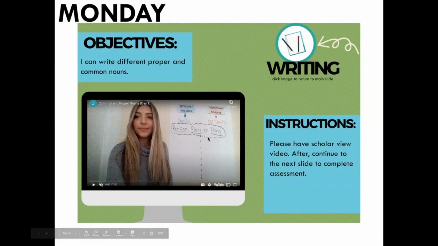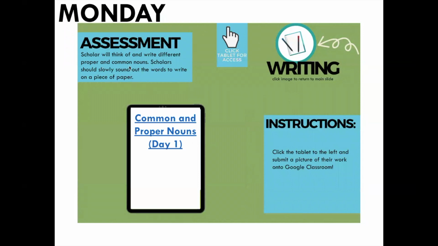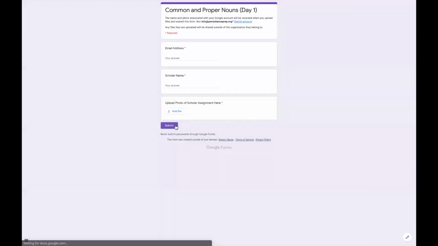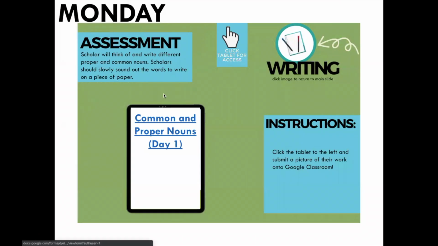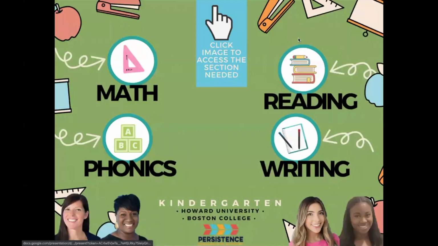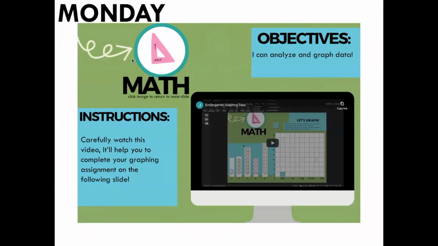The kiddos would watch the video, and then on the next slide, they would take the assessment or hand in whatever activity is due for that day. Again, it says Monday. And then here it says to click tablet for access. So you'll go ahead and click the tablet, and then here's her assignment. So I'm gonna click my little writing notebook and go right back to home. And I'm gonna click math to access math.